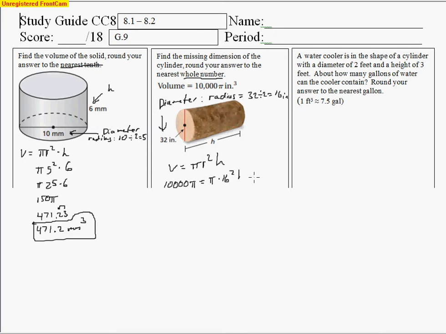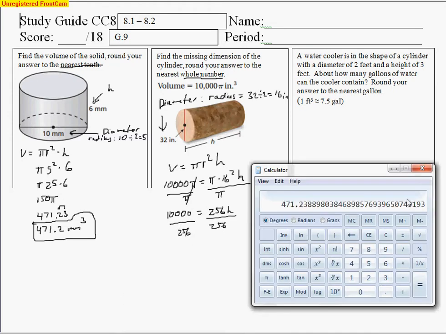We can do this in stages here. If I divide by pi, that will cancel out the pi symbol. Now I'm just left with 10,000 equals 16 squared times h. I'm going to do that work: 16 squared makes 256, so 256 h. Now I'm going to divide by 256, and that'll give me the answer.